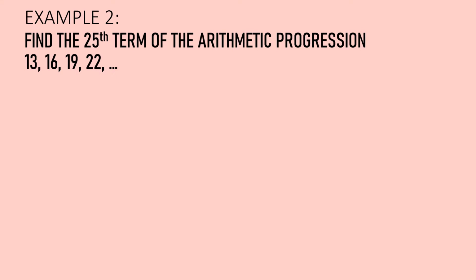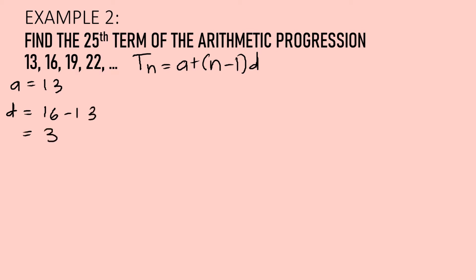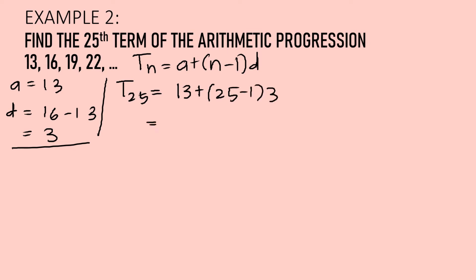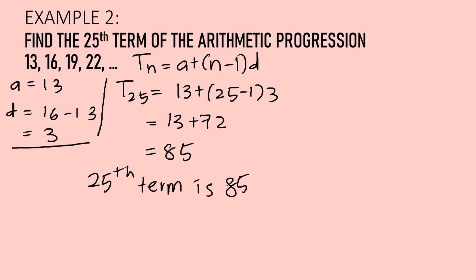the nth term, Tn equals a plus n minus 1 d. The question is to find the 25th term in this sequence. So a is 13, d is 16 minus 13 equals 3. So to find the 25th term, T25 equals a, 13, plus n, 25, minus 1, times 3. So equals 13 plus 72, which is 85. So the 25th term is 85.